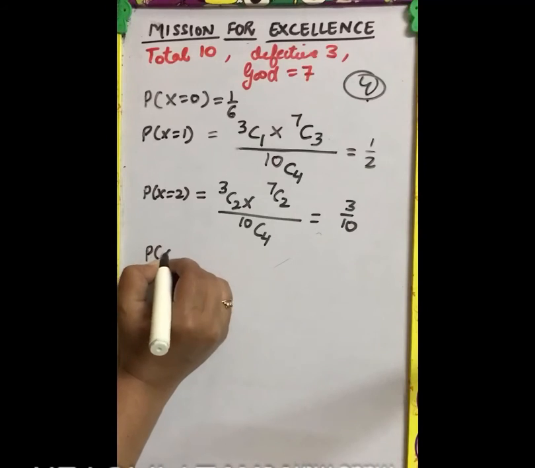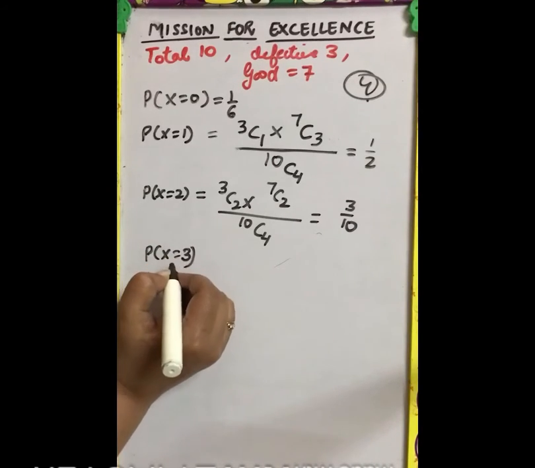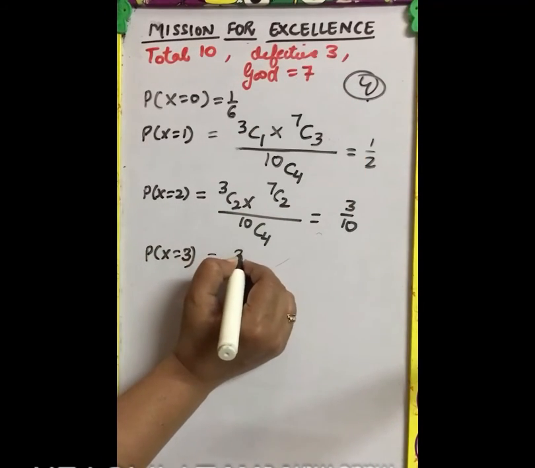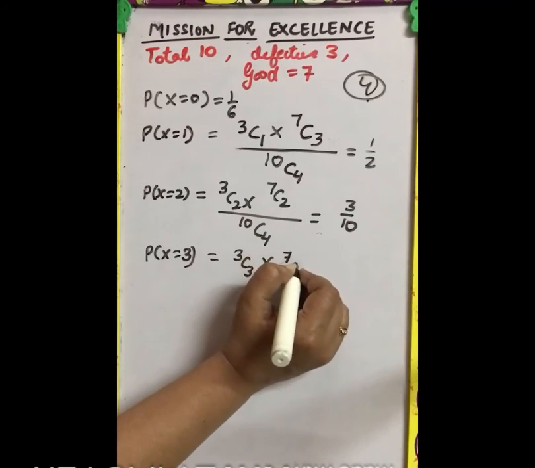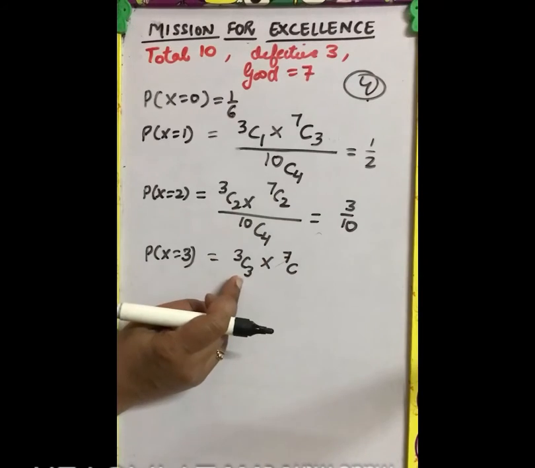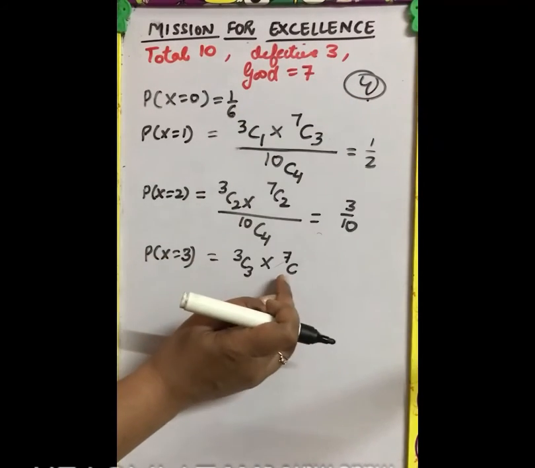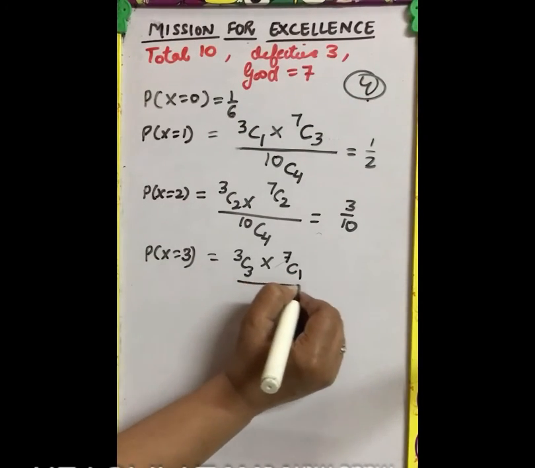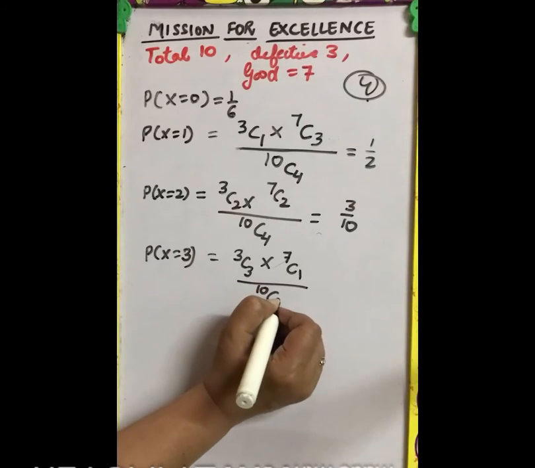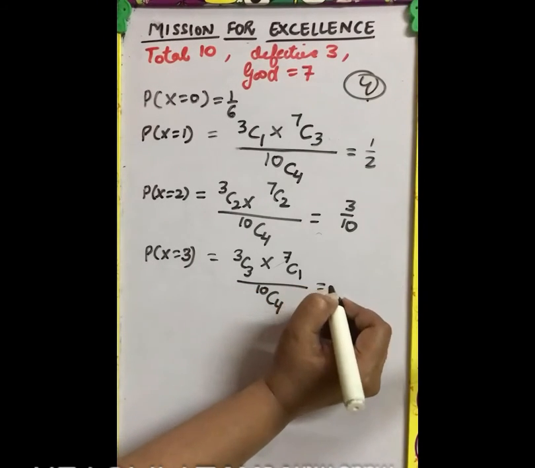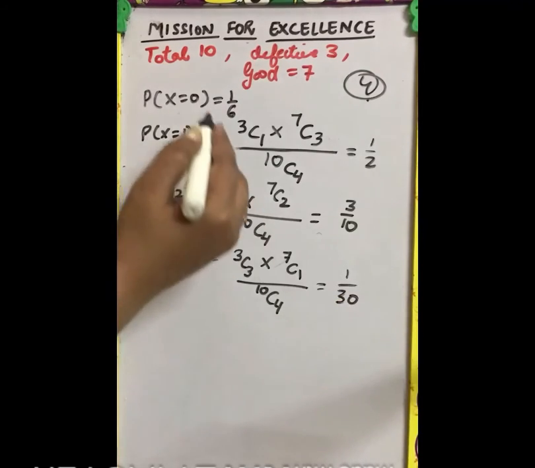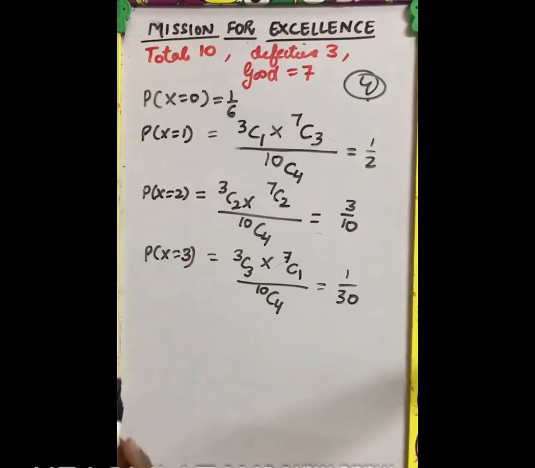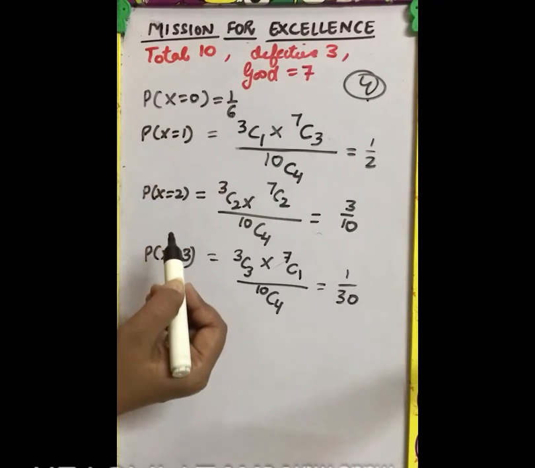And probability for x equal to 3. Now 3 defective out of these 3. So we take 3C3 into 7C1. Now 3 we have taken out of this 4. So this we take only one good item. Out of 10 we take 4, 10C4. So this comes out to be 1 by 30. So these are all the cases of probabilities. So probability for x 0, 1, 2 and 3.